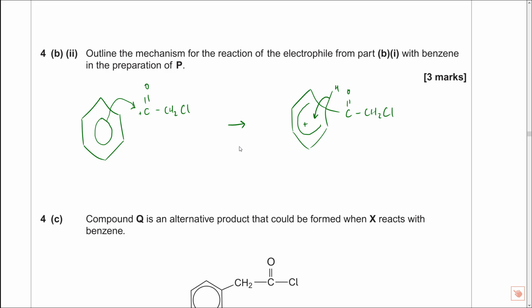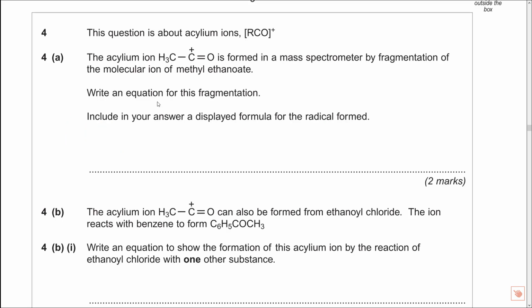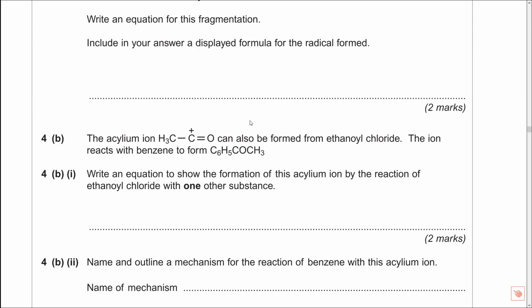Obviously, a little arrow in between. Nice. I'm going to ignore the bottom part there, which is about acid anhydride, I think it was. So this one, again, a very similar one. It's also question 4. This question is about acylium ions, RCO+. The acylium ion is formed in a mass spectrometer. We're going to ignore this first bit about the fragmentation.